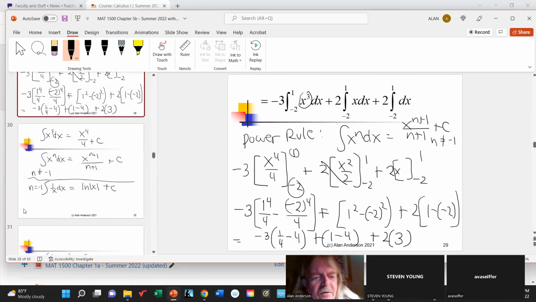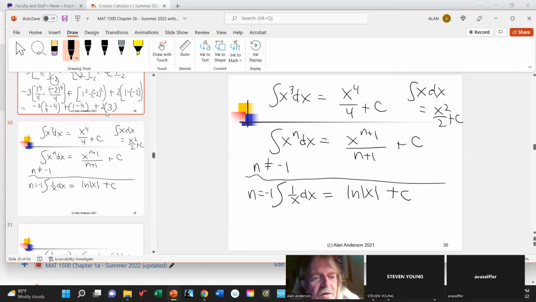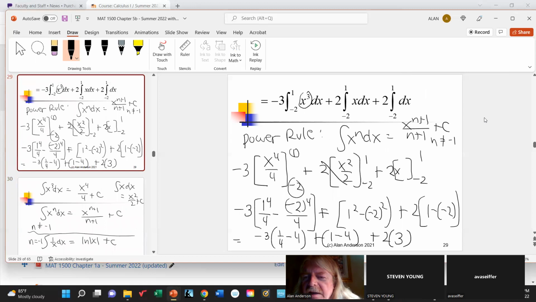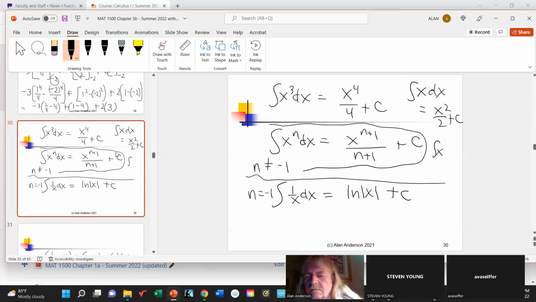But anyway, in this result, when we integrate x using again the power rule, that x dx, we end up with x squared over 2 plus c. And then the third term, the integral of dx is just x.